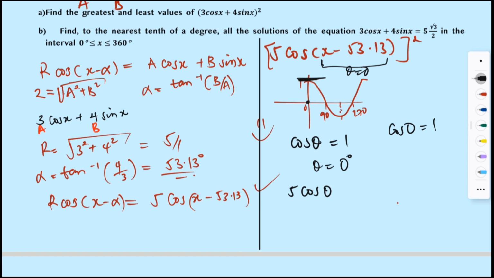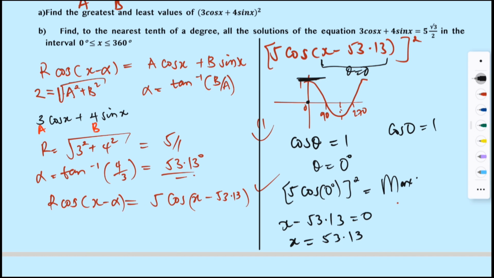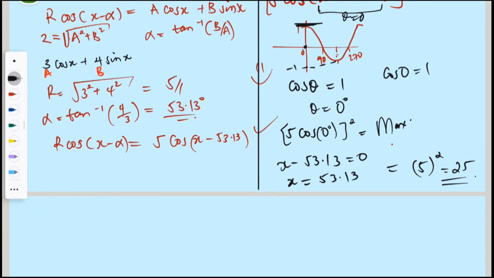So 5 cos of 0 degrees all squared would give us the maximum value that we are looking for. So the maximum value of this would be 5 cos 0, 5 squared, which is 25. Okay, so we have to find the least value.